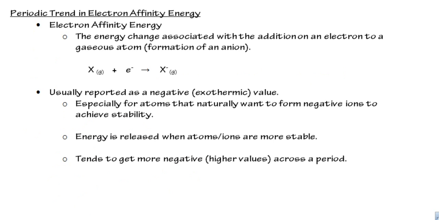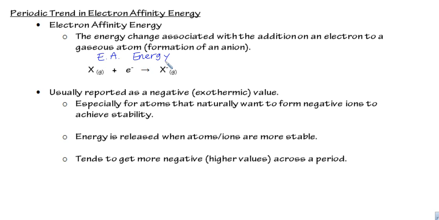Now here's the other little vocab term, this other trend that we should mention. Electron affinity energy. This might be one that you did not look at in a first year course. Electron affinity energy is energy associated with the addition of an electron to a gaseous atom. It kind of reminds me of ionization energy. They're actually opposites. So here, we'll call this EA energy. Electron affinity energy is when you add an electron to a gaseous atom.